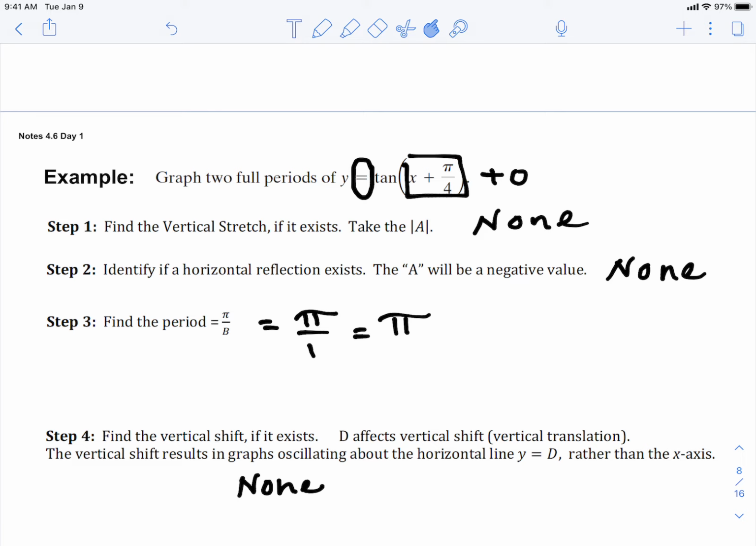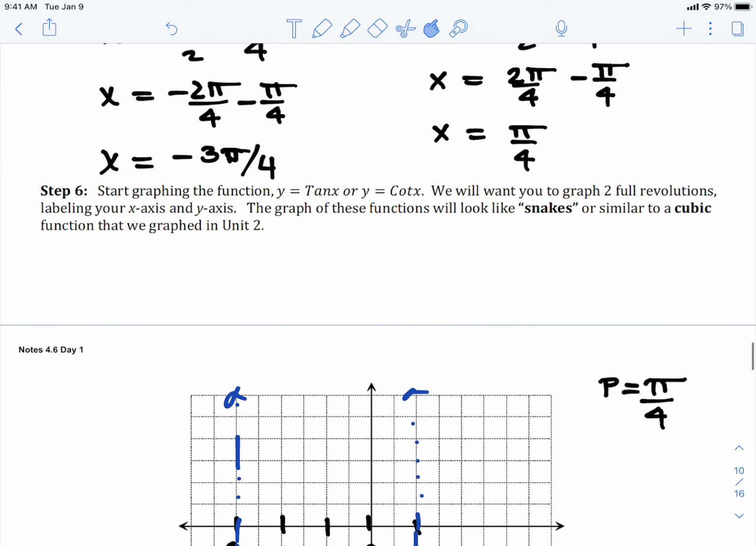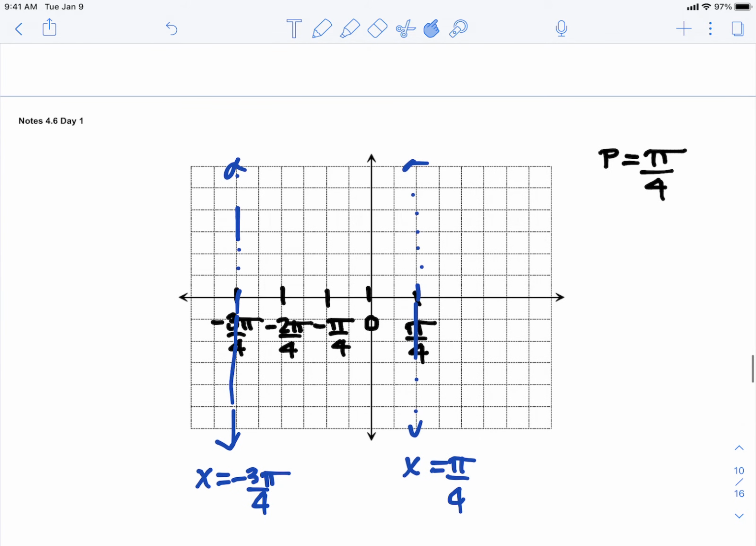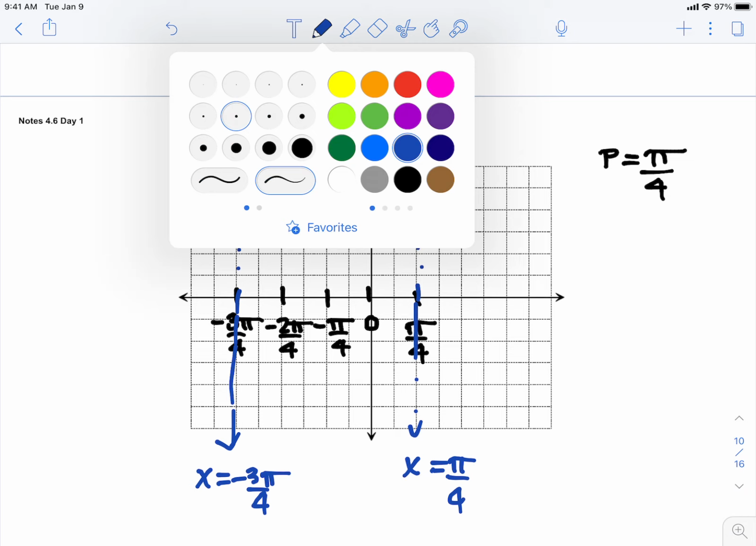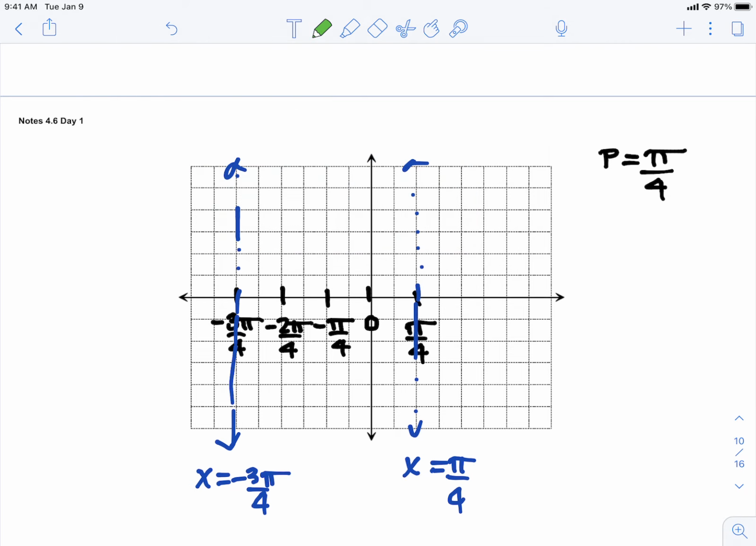Now we're going to be graphing the tangent function. There was not a vertical stretch, not a horizontal reflection. The distance between the two asymptotes is a distance of pi. So how we graph this is we start in the center between the asymptotes, which is at negative pi over 4, which is 0.